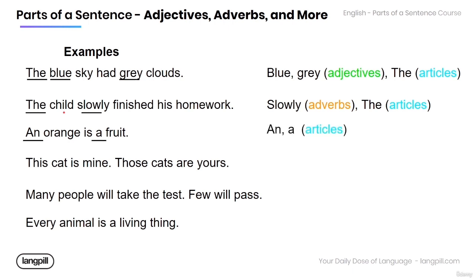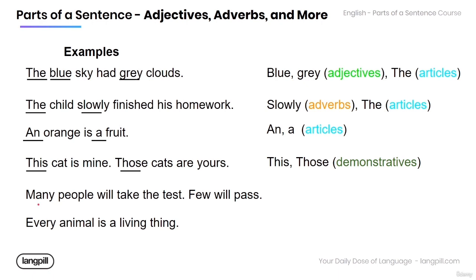An orange is a fruit. Here we have an and a, which are both articles. An for an orange. If the noun makes a vowel sound at the beginning, we use an. If not, we use a. The next sentence, this cat is mine, those cats are yours. Here we're using demonstratives. We have this and those.